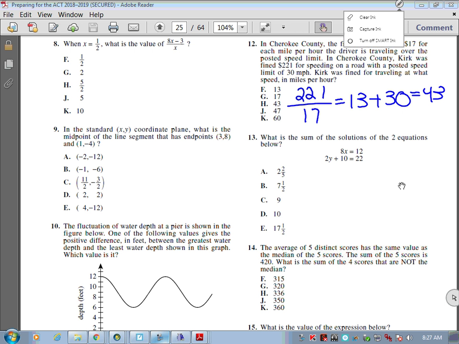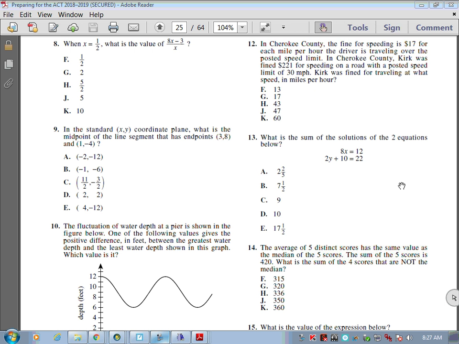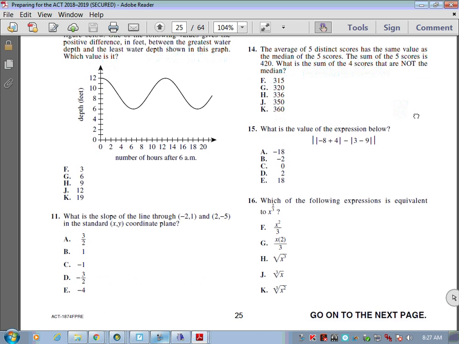All right, and then you said 14. Okay? The average of 5 distinct scores has the same value as the median of the 5 scores. The sum of the 5 scores is 420. What is the sum of the 4 scores that are not the median?